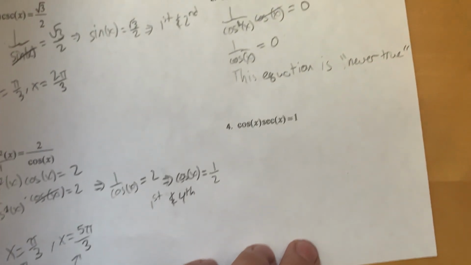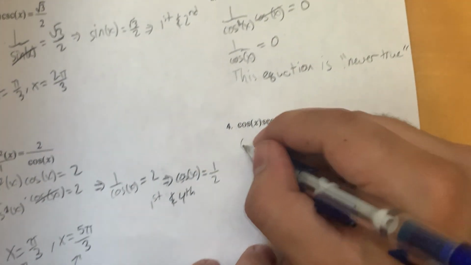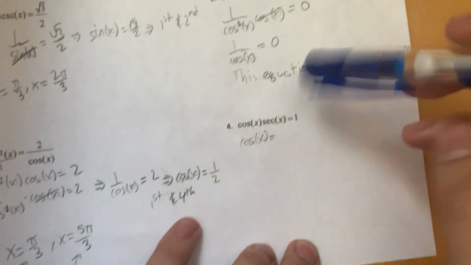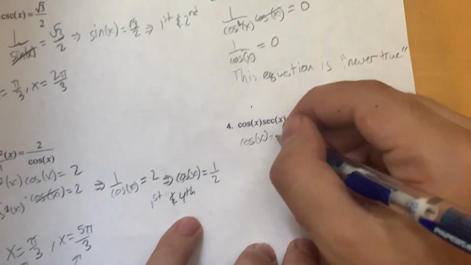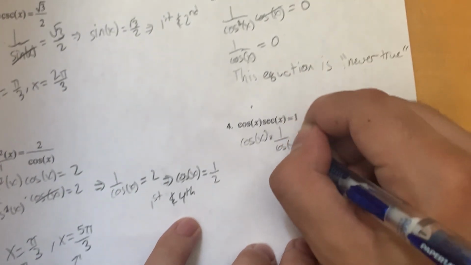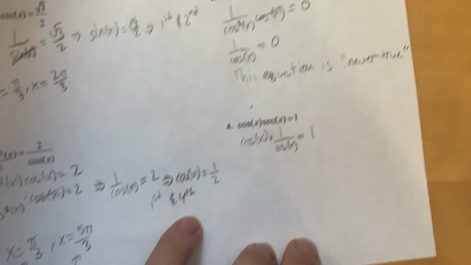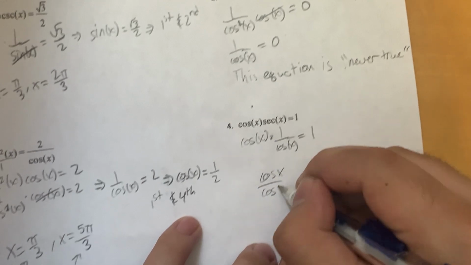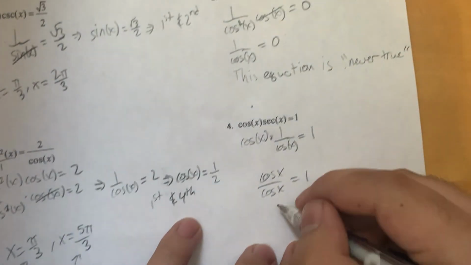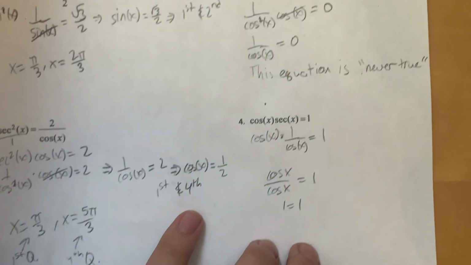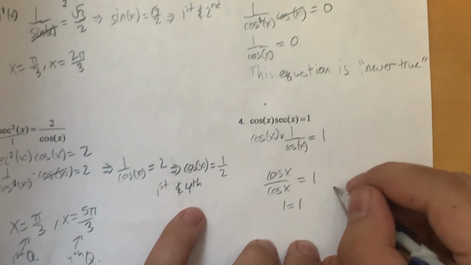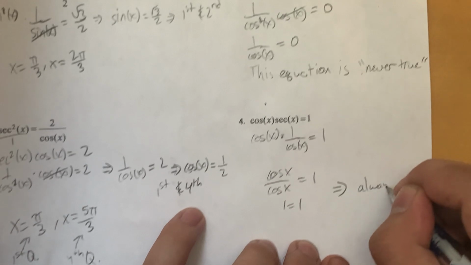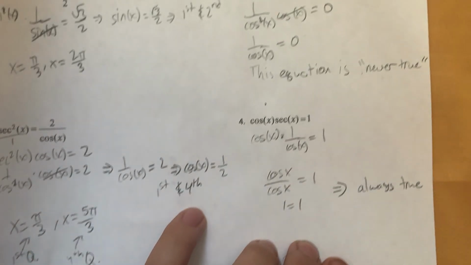Cosine of x times secant of x equals 1. So let's just move secant of x into a cosine form. Cosine of x times 1 over cosine of x equals 1. Cosine of x divided by cosine of x equals 1. So 1 equals 1. Guess what we're going to use? This is always true, right?